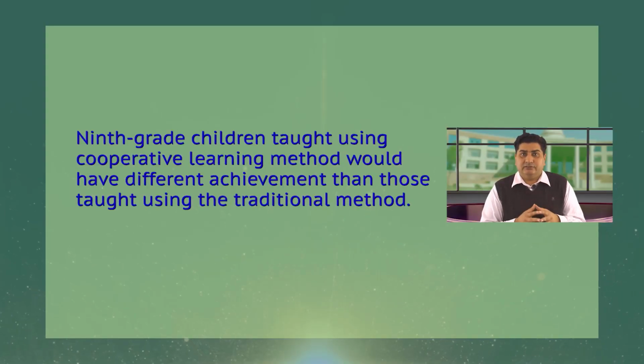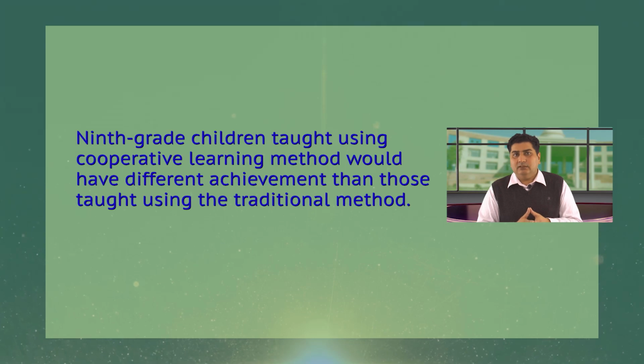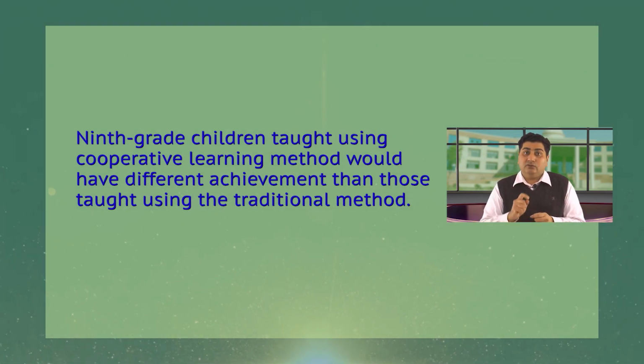For example, one might propose the hypothesis that 9th grade children taught using the cooperative learning method would have different achievement than those taught using the traditional method. In this case, children are assigned to two groups: one taught using cooperative learning, that is the experimental group, and the other using the traditional method, that is the control group. The experiment would be carried out, say, for a period of 3 months. If the hypothesis were true, the mean of the experimental group on a standard achievement test would be significantly different from that of the control group.